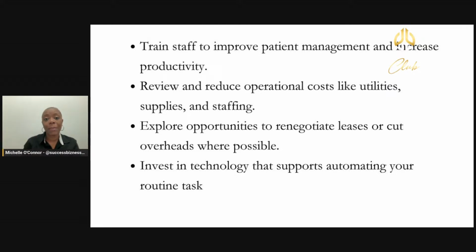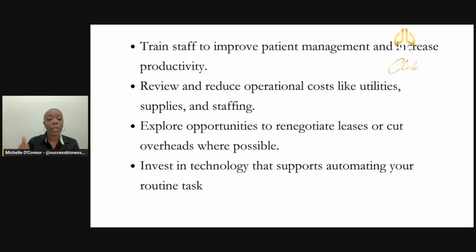And if you aren't able to see it and you are not able to understand it, you need someone on your team who is doing that work. What happens for us sometimes, we're bleeding money, we're losing money, but because we aren't paying attention to the numbers, we can't answer the question as to whether or not that works. So explore those opportunities, whether you want to renegotiate your lease or any other overheads that you're able to cut, and invest in technology that supports automating your routine tasks.